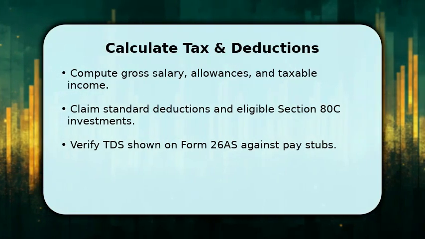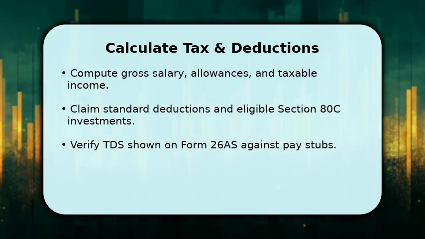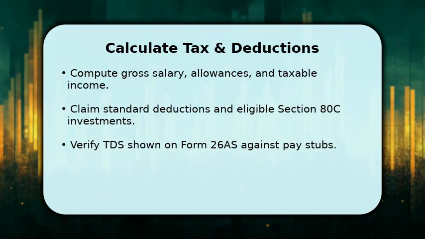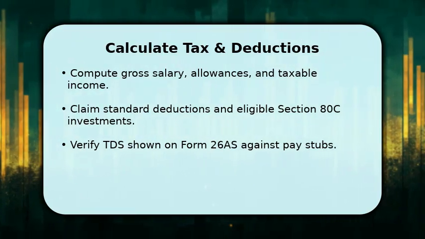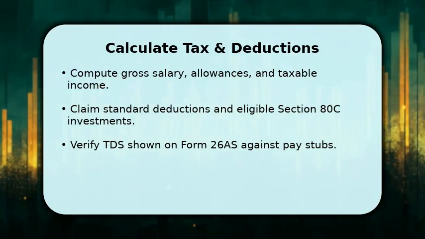Start by totaling gross salary, allowances, and any other income to find taxable income. Subtract standard deduction and eligible deductions like 80C and HRA to lower the tax base. Calculate tax using applicable slabs and apply rebates or cess where relevant.